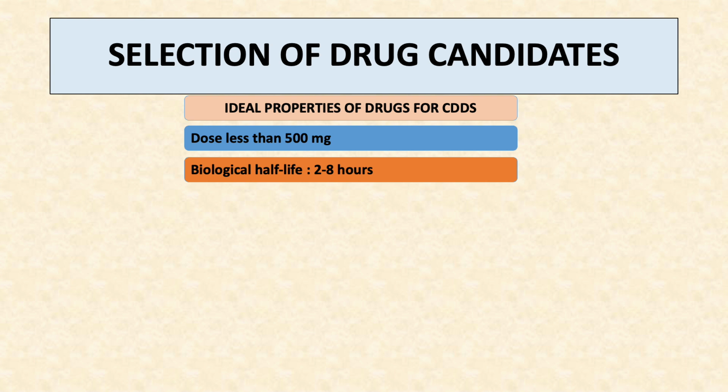Biological half-life between 2 to 8 hours. Drugs with too short a half-life require very large doses to maintain prolonged release. Drugs with very long half-life do not need controlled release. Conventional dosing works fine. So 2 to 8 hours is optimal for maintaining steady plasma levels.